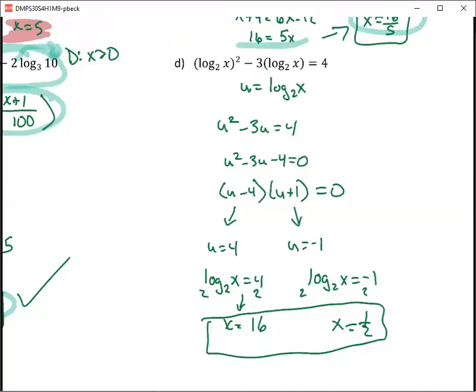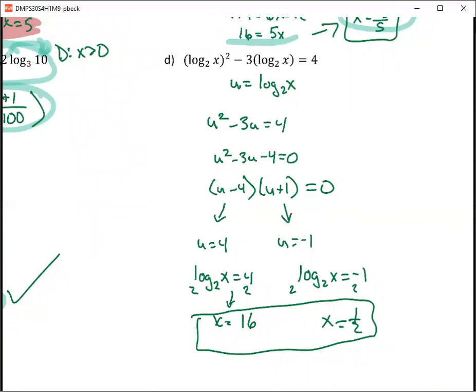For part D, I like part D a lot because part D honestly brings back some 5.2, really 5.1. 5.1 talked about composition of functions. So what I have here is actually a quadratic function. We have something squared minus 3 times something, and then let's say minus 4 equals 0. So this is a quadratic function, but a logarithmic function is embedded in that. So this is a composition. Now, to make life easier, we could do what's called a u substitution. Let's let u equal to that logarithm. So now we have u squared minus 3 times u equals 4.